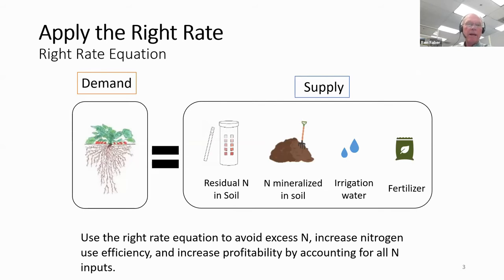So, applying the right rate. This is basically looking at what the demand is, and supplying that demand. This demand is coming from what's in the soil, what's being released by the soil from organic matter, what's applied through irrigation water, and what we apply through fertilizer. One of the things to remember along the coast is we have primarily water that's sourced from wells, and this water often has nitrogen as one of the components of the salts that are in that water.